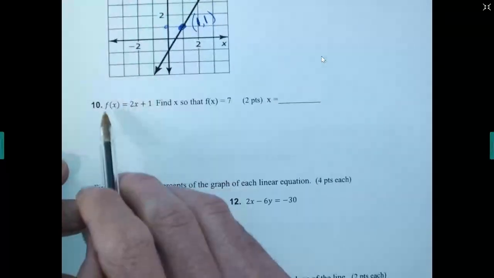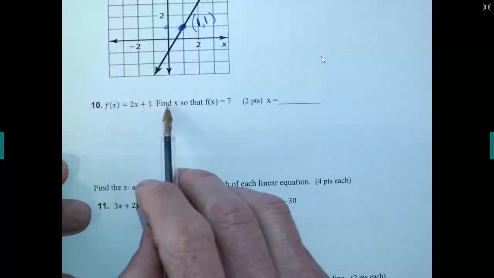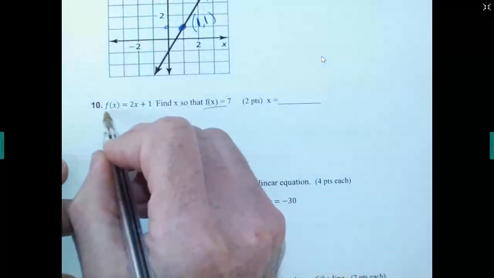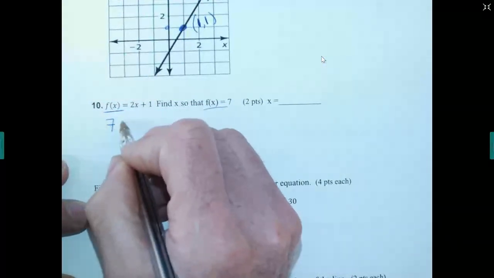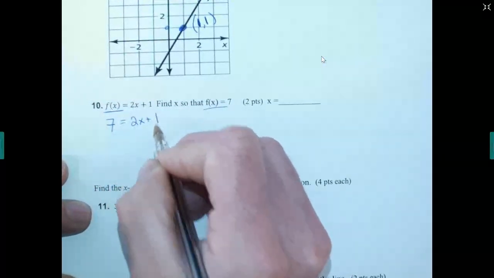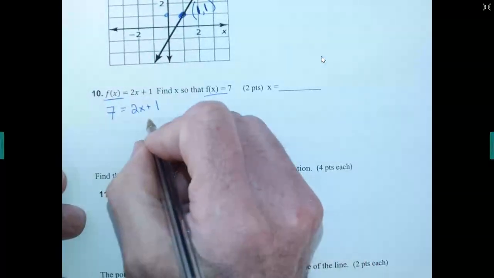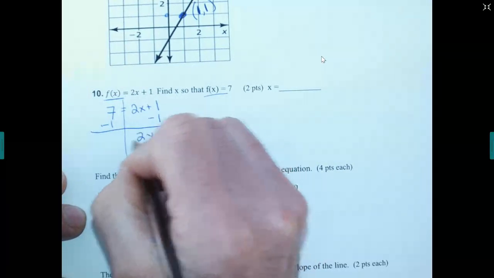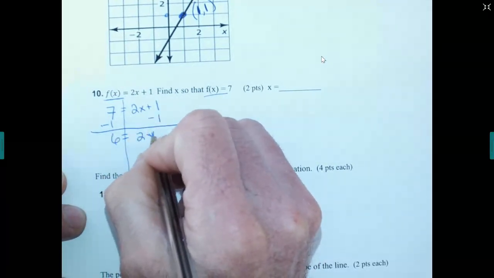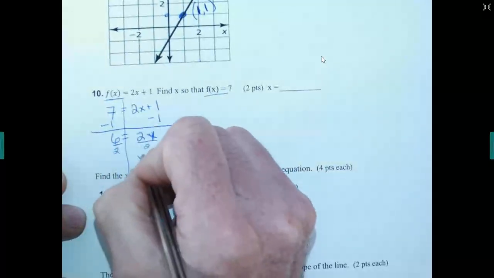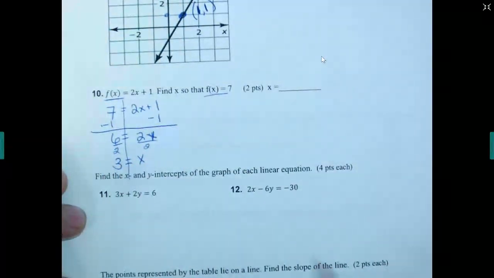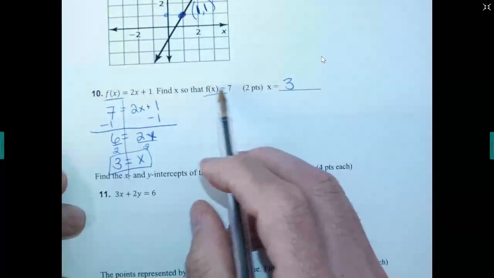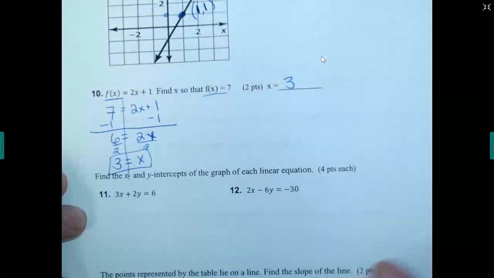Alright. F of x equals 2x plus 1. Find x so that f of x equals 7. F of x equals 7, so I plug in 7 for f of x right here. So I have 7 equals 2x plus 1, and then I just solve for that. Subtract 1 from both sides, and I get 2x equals 6. Divide by 2, and I get x equals 3. So x equals 3, where f of x or y equals 7.